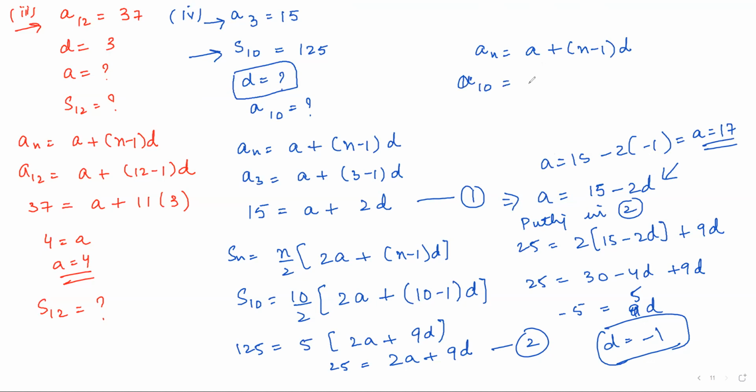Then you can find A10. A10 is, put A, that's 17 plus 10 minus 1 into D is minus 1. 17 and then minus 9. So A10 is equal to how much? 8, right? A10 is 8.